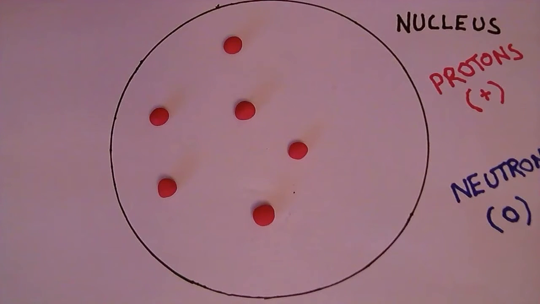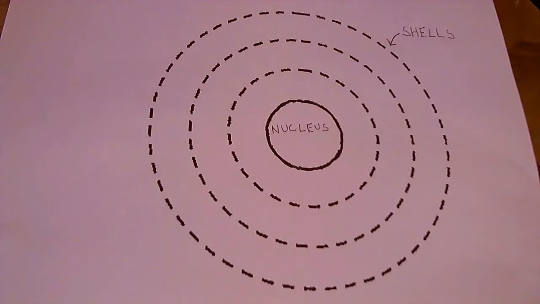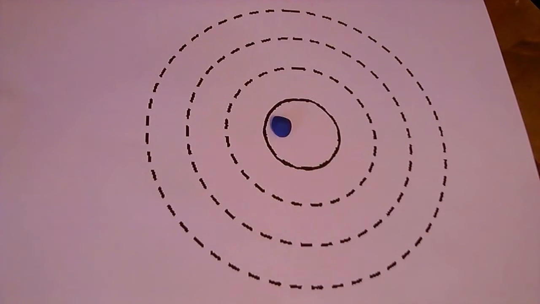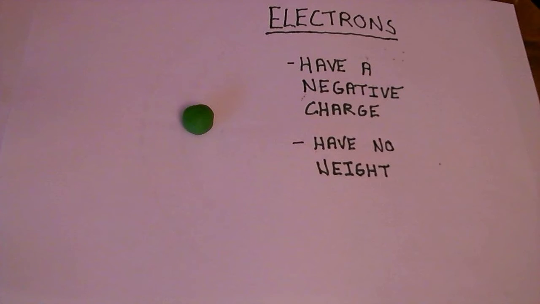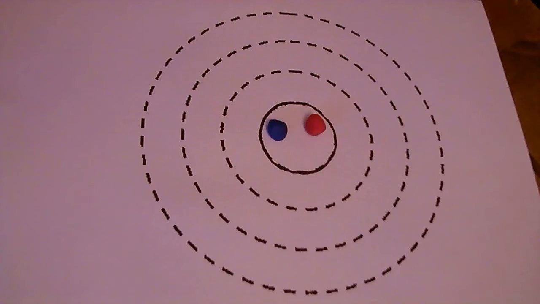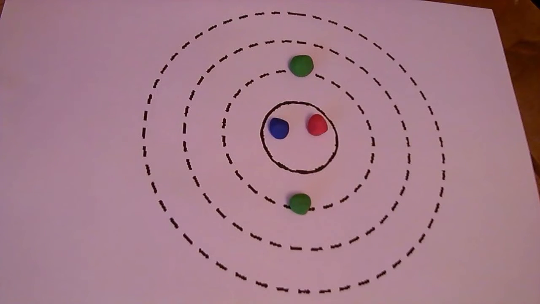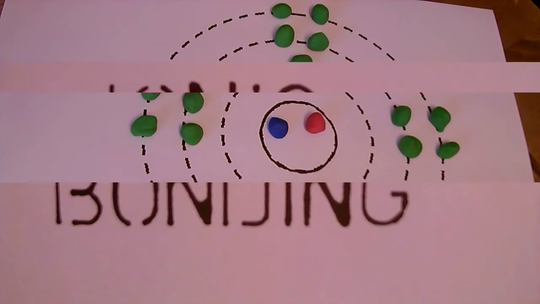So let's go back to our original picture of the atom. In our nucleus we have neutrons and protons, but we need to talk about electrons. Electrons have a negative charge. They're weightless compared to the nucleus and they're found in shells. The first shell holds 2 electrons, the second 8 and the third 8. So it has electron configuration 2, 8, 8.